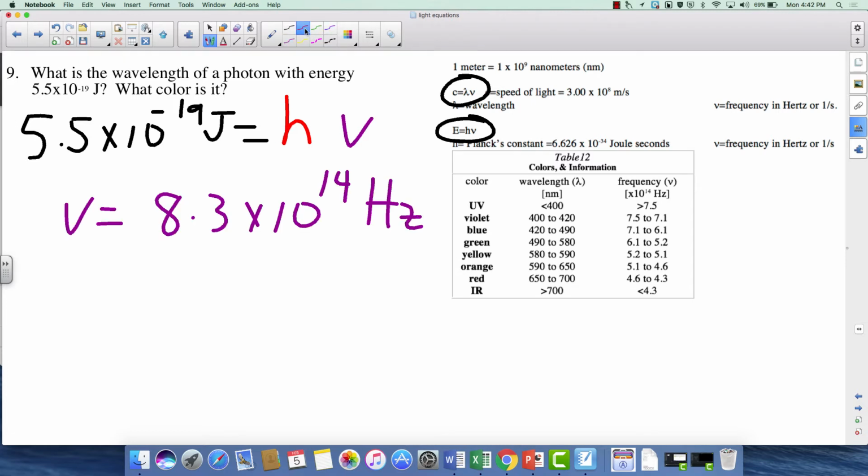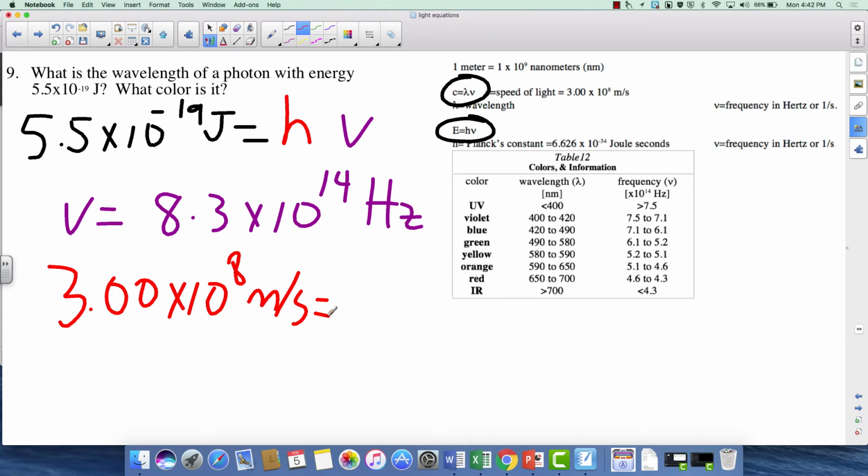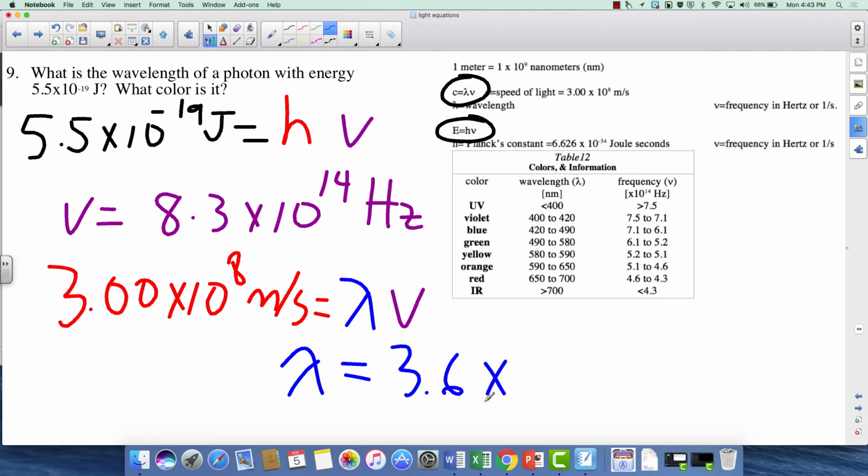Then we can use the speed of light equation. 3.00 times 10 to the 8th meters per second is equal to the wavelength times the frequency from above. When you solve for the wavelength, you get 3.6 times 10 to the negative 7th meters.